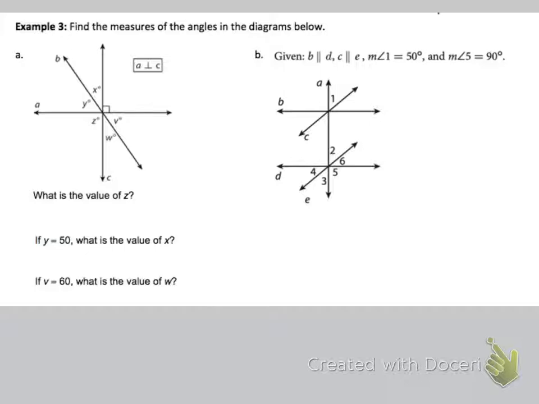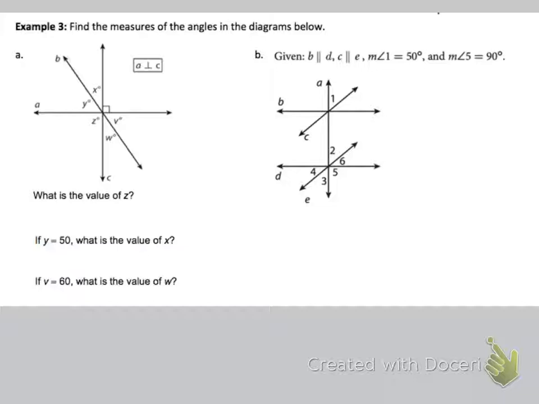And we're going to wrap up this lesson by finding some angle measures in diagrams using the idea of a perpendicular bisector. So now our focus is going to be looking at angles instead. So example 3, find the measure of the angles in the diagram below. And you see all these labeled angles, X, Y, Z, W, V. Want to know all those.